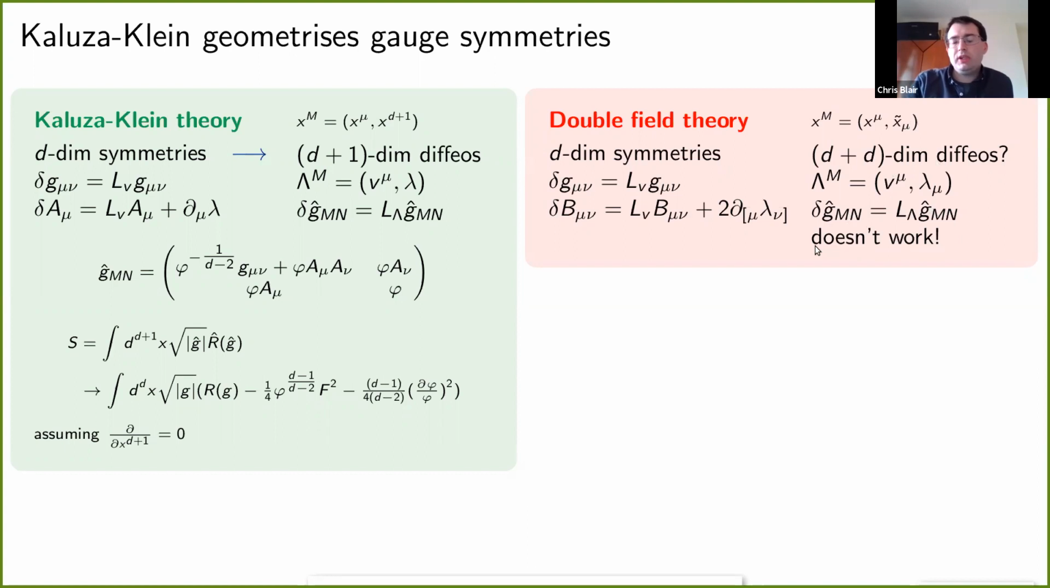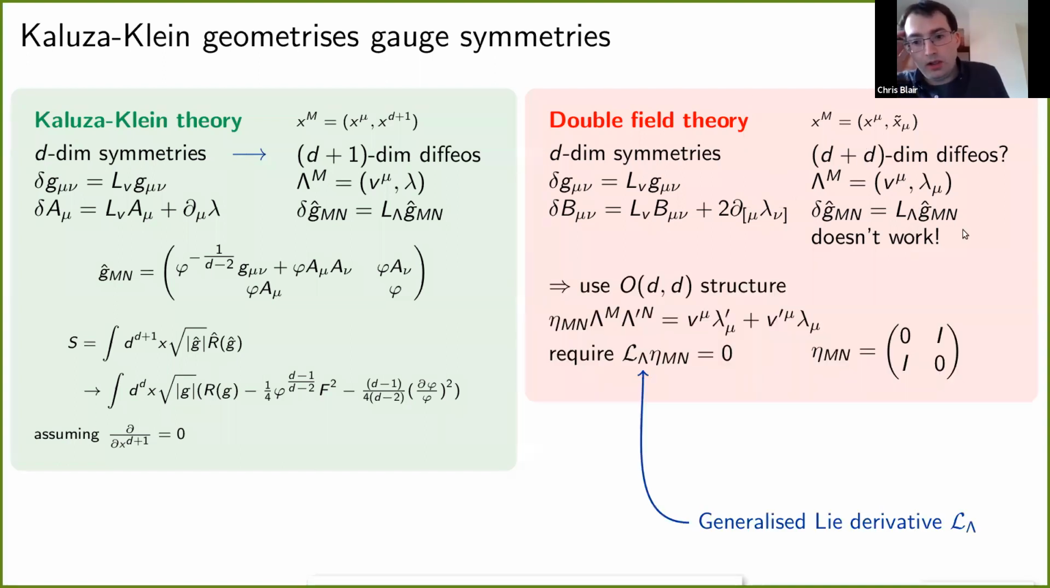You can check by trial and error that this basically doesn't work if you just use the ordinary notion of 2d dimensional diffeomorphisms generated by the 2d dimensional Lie derivative. However, what does work is a more intricate and more interesting structure which uses some hidden symmetry.